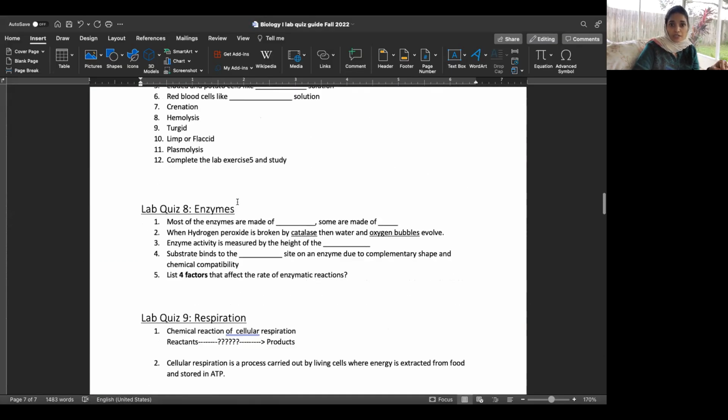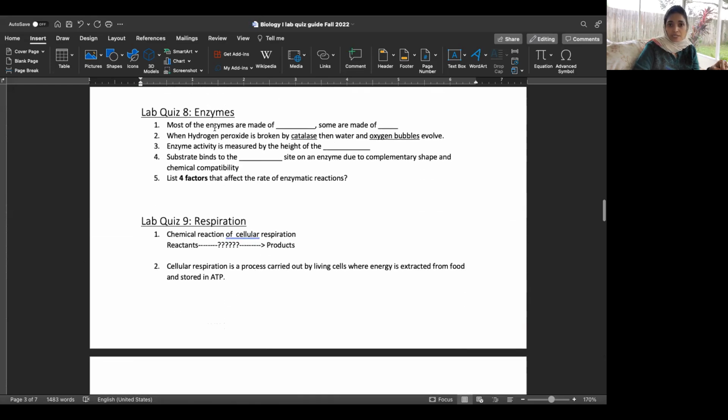So all these you studied for lab quizzes, right? Most enzymes are made of blank. Some enzymes are made of blank. Hydrogen peroxide, what is its molecular formula? What is it broken into? What is it broken by? And the height of the blank, what does it mean? I hope you have all the answers. I made the guide key available as well. You have the key also. So I hope you have those.